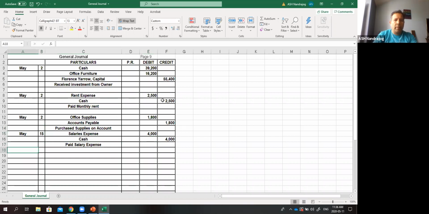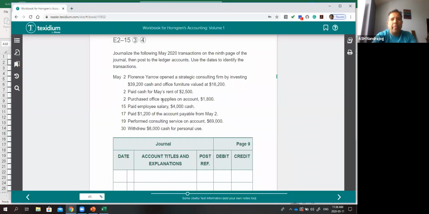All right. What's the next transaction? So May the 17th, paid $1,200 off the account payable from May 2nd. So remember, on May 2nd, we bought office supplies on account for $1,800. So now on the 17th, we are paying $1,200 out of that. So what do you think would happen?